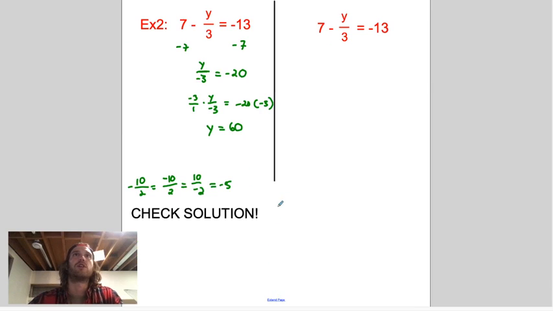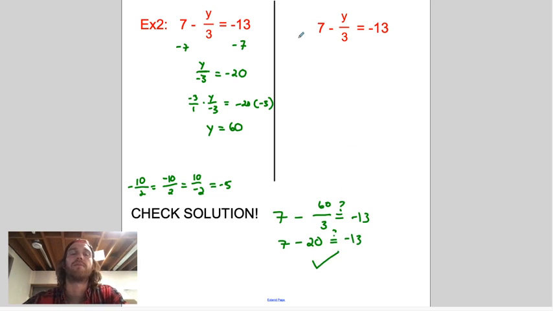Let's check our solution and make sure it makes sense. 7 minus 60 divided by 3, is that equal to negative 13? Let's check. 60 divided by 3 is 20, and 7 minus 20 is negative 13. Check.